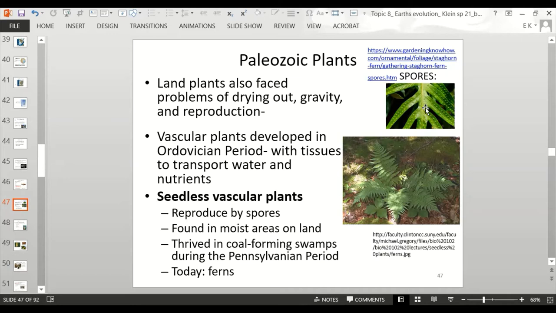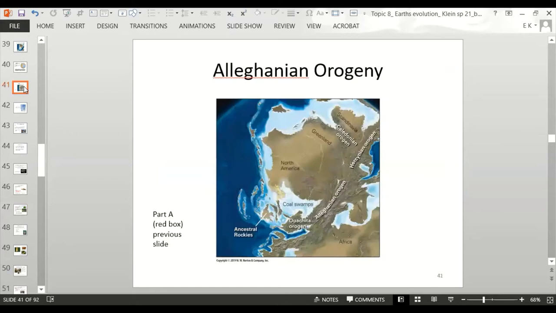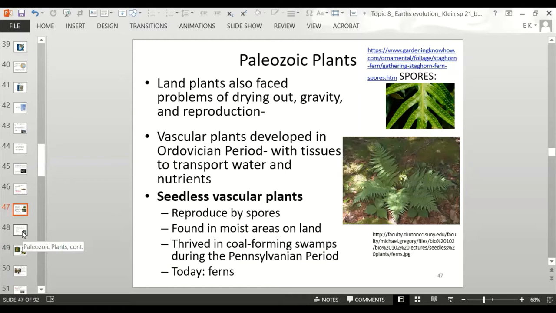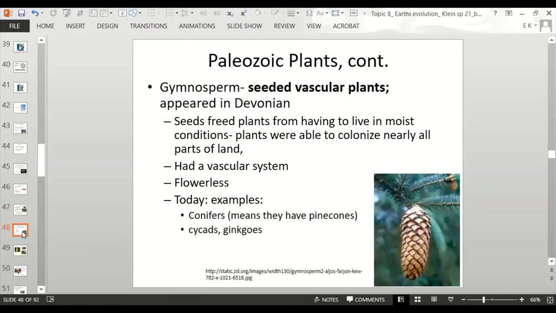Ferns need to live in moist areas. So they thrived in coal-forming swamps during the Pennsylvanian period. So going back to that previous diagram here, the coal swamps, there would have been a lot of ferns living in there, which provided a lot of the organic material in the swamp. You know, the coal comes from organic material, like plant material.